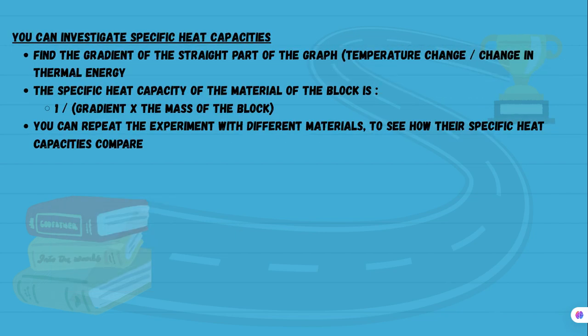Find the gradient of the straight part of the graph, temperature change divided by change in thermal energy. The specific heat capacity of the material of the block is 1 divided by gradient times mass of the block. You can repeat the experiment with different materials to see how their specific heat capacities compare.